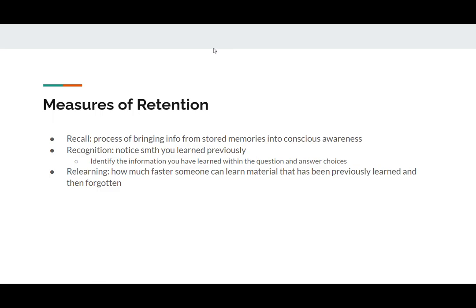Relearning measures how much faster someone can learn material that has been previously learned and then forgotten. For example, at the beginning of your junior year, you had to remember the Gettysburg Address for your United States history class. It took you 4 hours to memorize the speech. At the end of the year, you had to relearn the speech. This time, you're able to memorize most of the content, probably in only 2 hours. So it took you half the time to relearn all the materials.